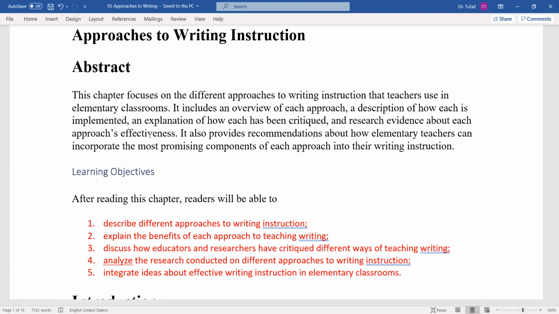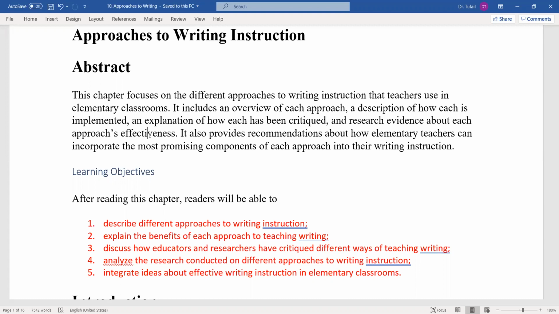In today's class, we will talk about approaches to writing. The learning objective is that at the end we would be able to describe the different approaches of writing instruction. When we teach writing to students, what approaches are generally adopted in our education system, and what are the benefits of each approach, its merits, demerits, pros and cons, advantages and disadvantages.